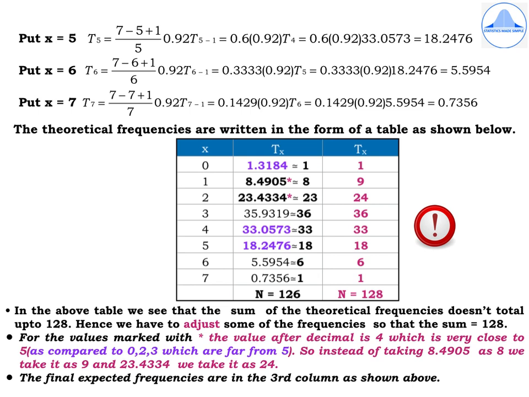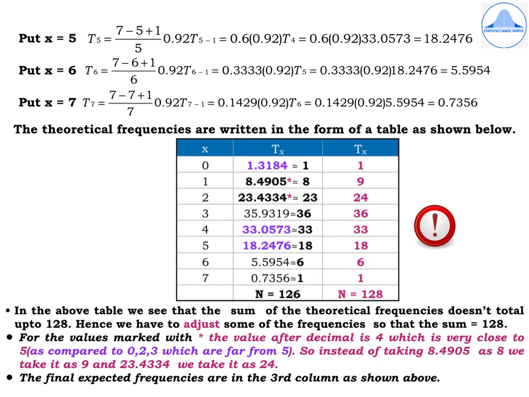So now among all these values, where I have after the decimal 0, 2, 3, 4, the closest ones towards 5 are 8.4905 and 23.4334. That is why 8.4905, now I'll increase it to 9, and 23.4334 I increase it to 24.